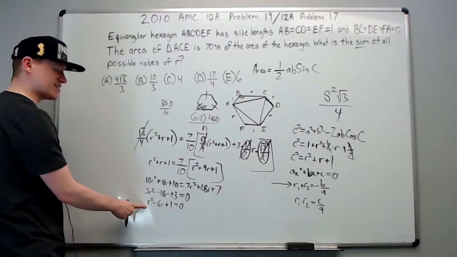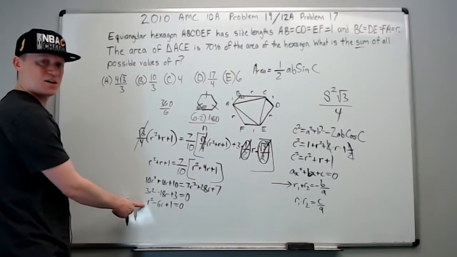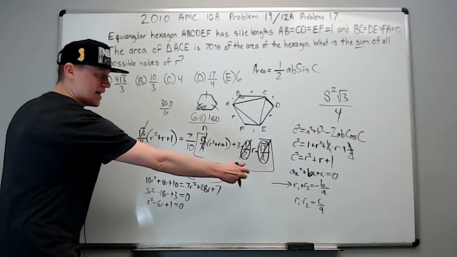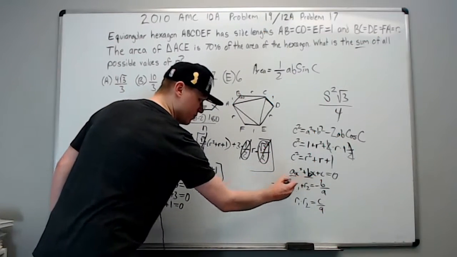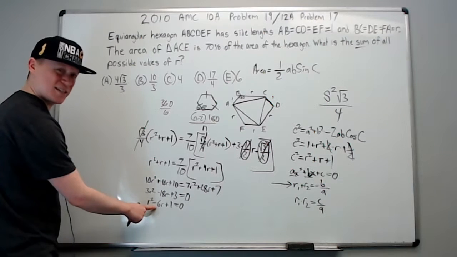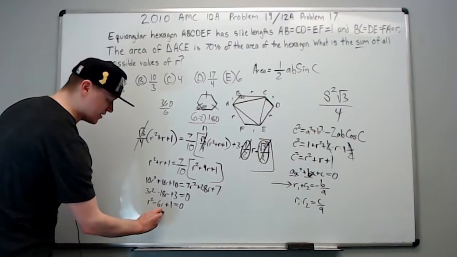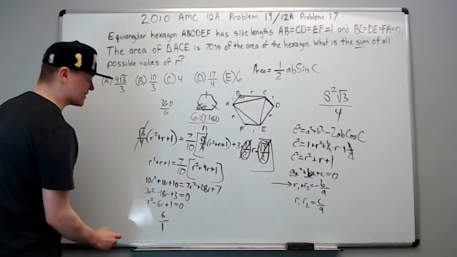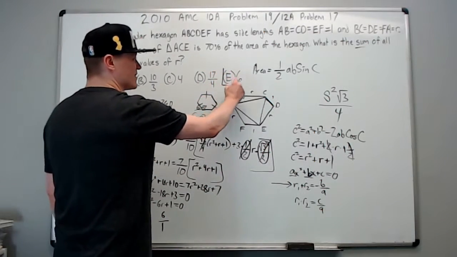Divide by 3 to make our lives easier, and we get this. Now, what is the sum of the values of r that make this equation true? They're negative this coefficient over this coefficient. This coefficient is negative 6, so negative negative 6 over 1 is 6. The sum of the roots is 6.